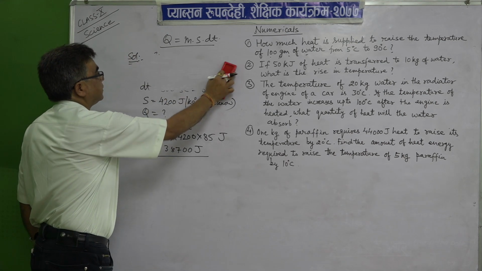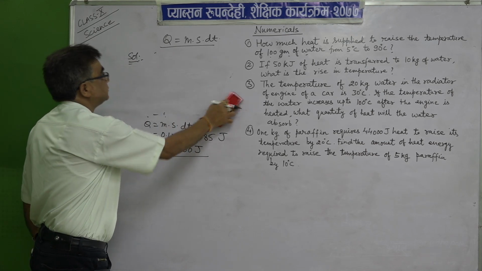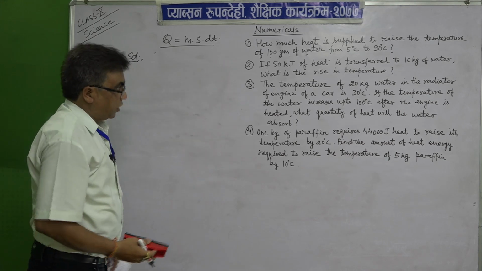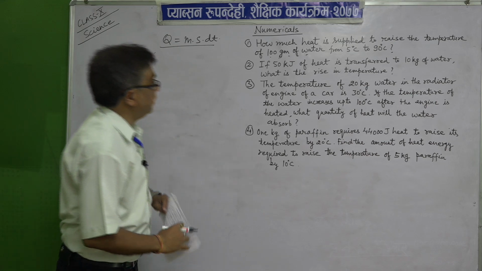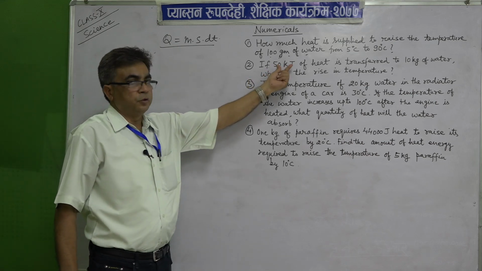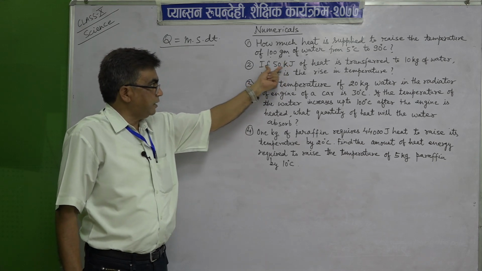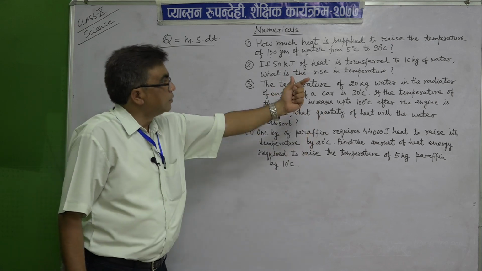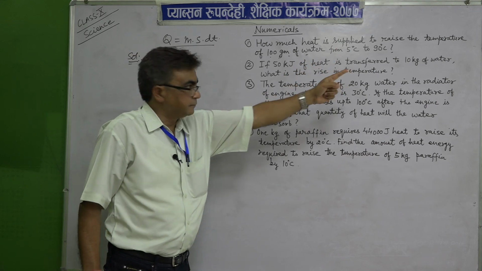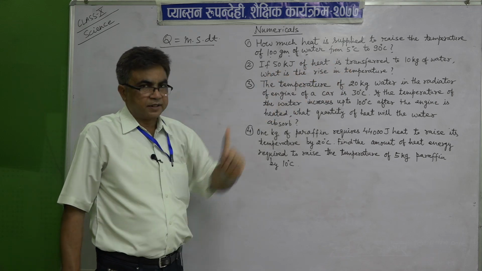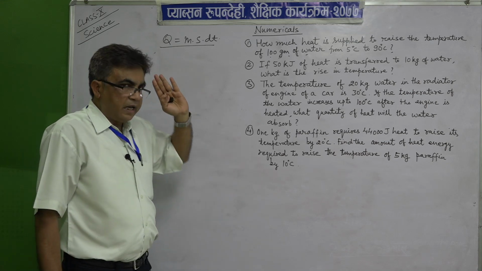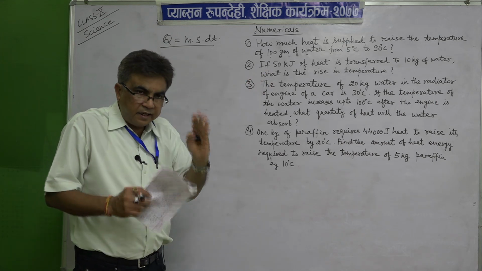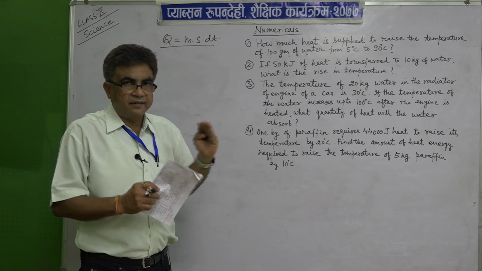The solution of the second question. The question is like this: if 50 kilojoule of heat is transferred, supplied, given to 10 kg of water, what is the rise in temperature? I have already told you, first you write the given things and then see what you have to find out, what is asked in the question.